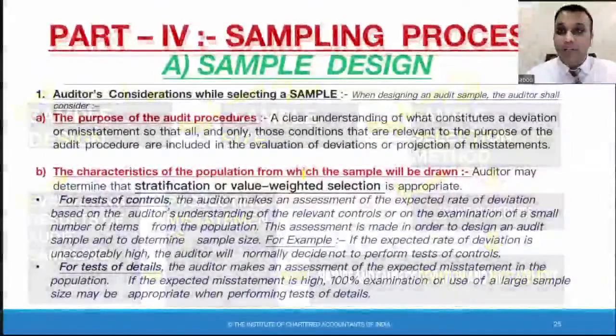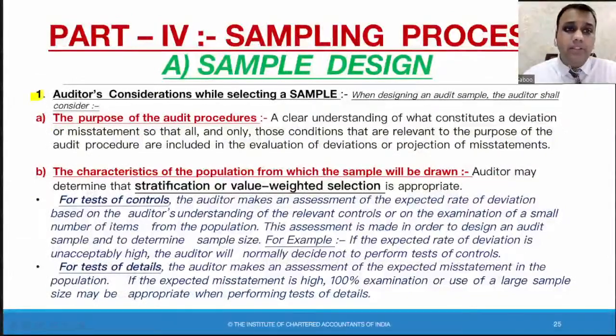So the first step is sample design. There are some considerations which the auditor has to keep in mind while selecting a sample. So what are those considerations? The first consideration, the purpose of his audit procedures. The auditor should have a clear understanding of what would constitute a deviation and what would constitute a misstatement. Deviation from what things had to be, what facts and figures had to be, and actually what they are. That is called deviation. We read about tolerable level of deviation, tolerable level of misstatement in the previous sessions.